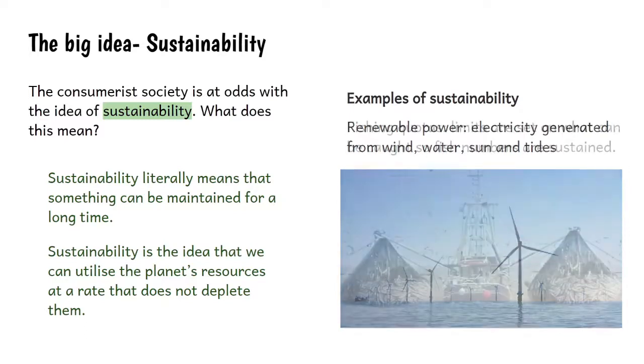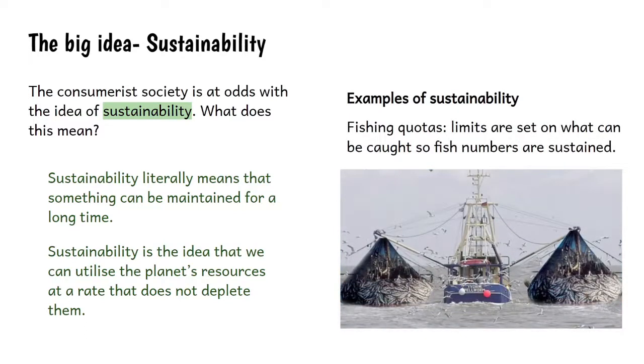And finally, if we look at something like fishing quotas, where nations that live around an ocean or a sea will get together and agree the limits on what fish numbers can be caught so that the fish numbers are sustained, that they can keep going on and on. And this idea of not depleting resources and sustainability is, as I say, at odds with the idea of consumerism, which may force us to forever consume the Earth's resources. These two things don't balance often.